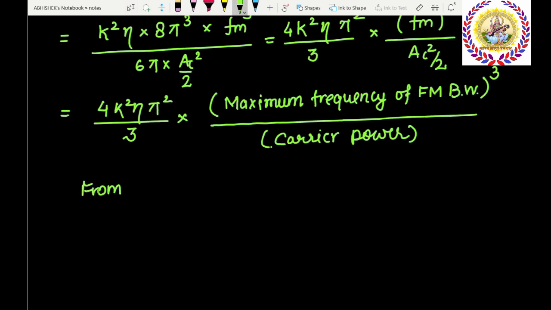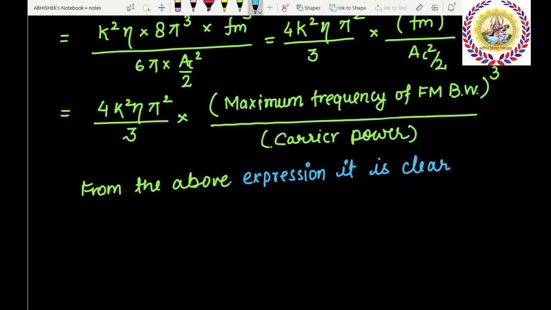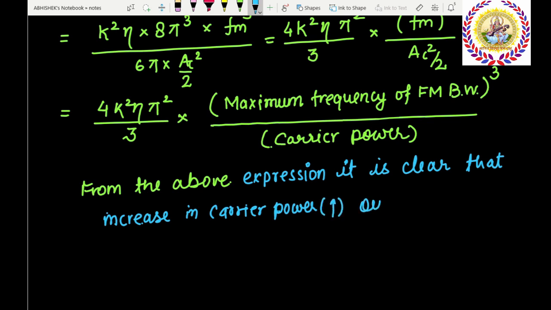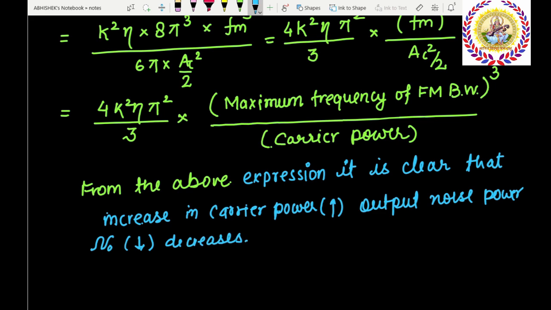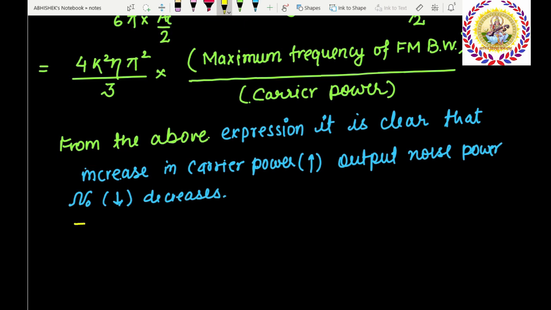Now from the above expression, it is clear that with an increase in carrier power, the output noise power decreases. From the above expression, it is very clear that as carrier power increases, noise power decreases. So this effect is known as the noise quieting effect.